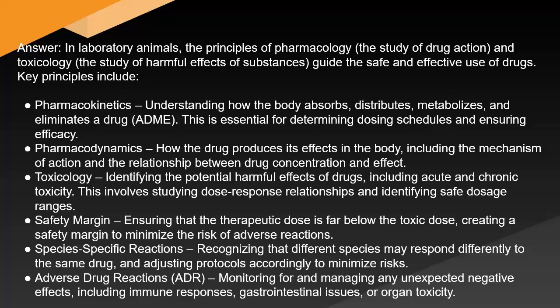Pharmacodynamics, how the drug produces its effects in the body, including the mechanism of action and the relationship between drug concentration and effect. Toxicology, identifying the potential harmful effects of drugs, including acute and chronic toxicity. This involves studying dose-response relationships and identifying safe dosage ranges. Safety margin, ensuring that the therapeutic dose is far below the toxic dose, creating a safety margin to minimize the risk of adverse reactions. Species-specific reactions, recognizing that different species may respond differently to the same drug and adjusting protocols accordingly to minimize risks. Adverse drug reactions, monitoring for and managing any unexpected negative effects, including immune responses, gastrointestinal issues, or organ toxicity.